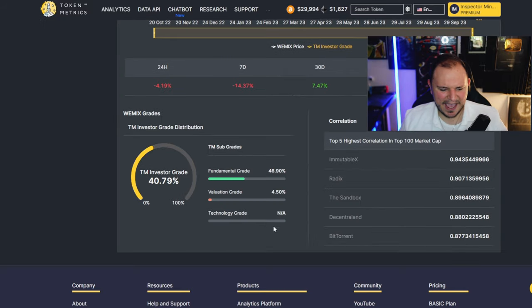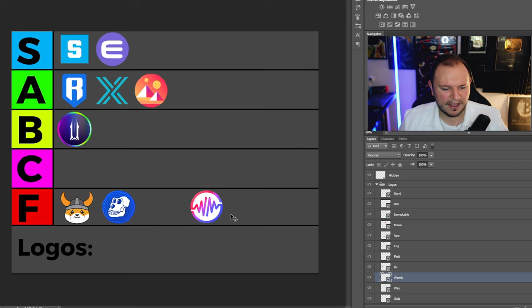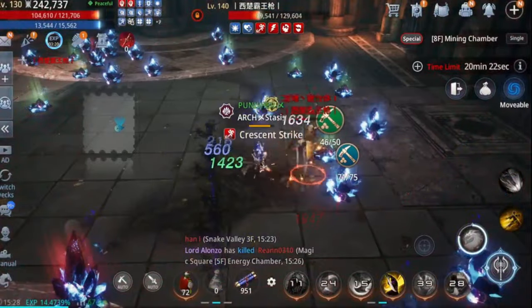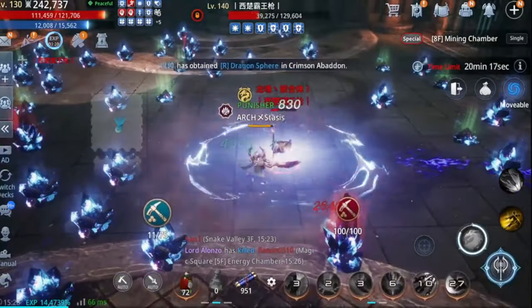Oh, the AI hates it. It is 40%. It has a good fundamental grade, but apart from that, the AI doesn't like it very much. I'm not invested in WeMix at all. Very unbiased when it comes to rating WeMix now. Apart from Mir 4 and withdrawing coins on Mir 4, I have not used WeMix too much, so I'm very neutral when it comes to WeMix, so I will put it just next to Illuvium right here.